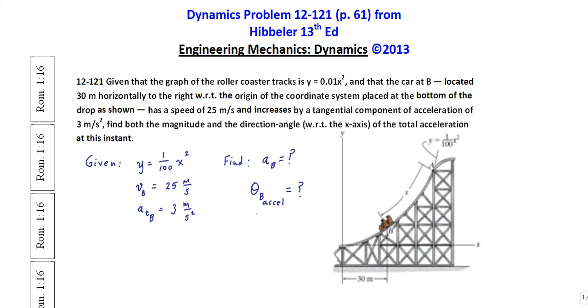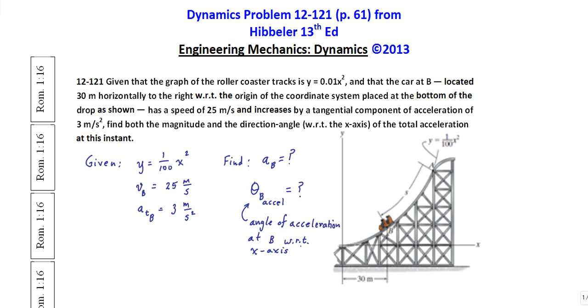Let me just write this out in case you're wondering what I'm talking about. This is the angle of acceleration at b with respect to the x-axis. Okay, so w.r.t. is my abbreviation for with respect to.